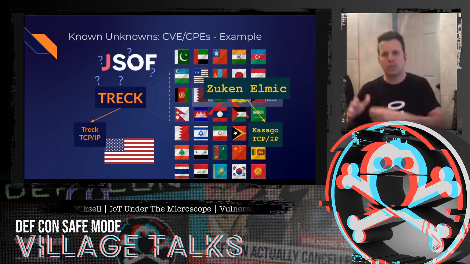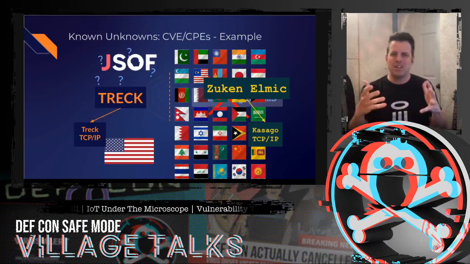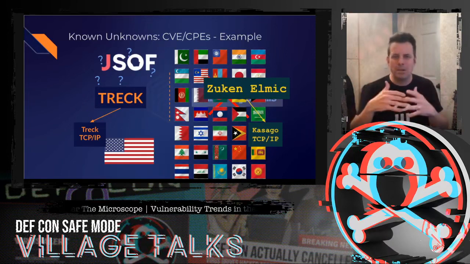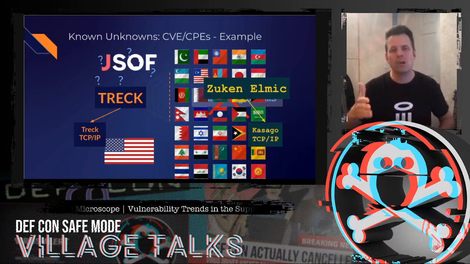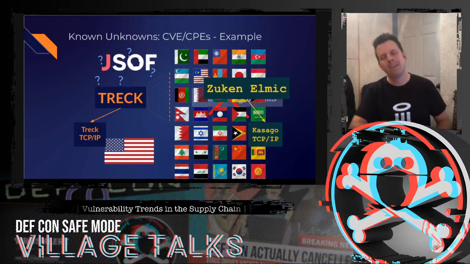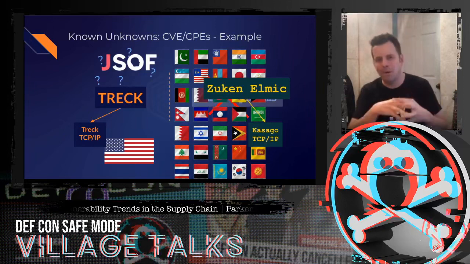And meanwhile, Zukin Elmick and Jasoff are just like, where is this? And Zukin Elmick and Trek and all these people can't find out. And they're like, it's what I'm trying to say, it's complicated. Right? I'm sorry, I probably butchered that.